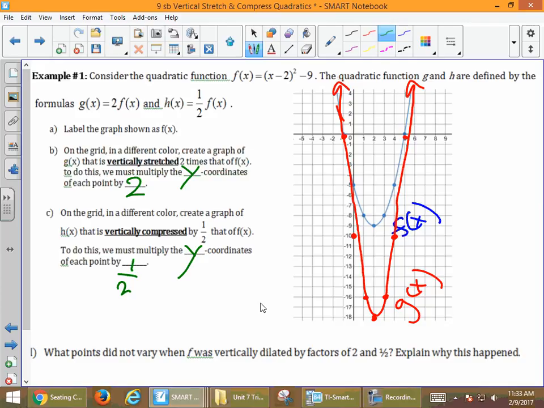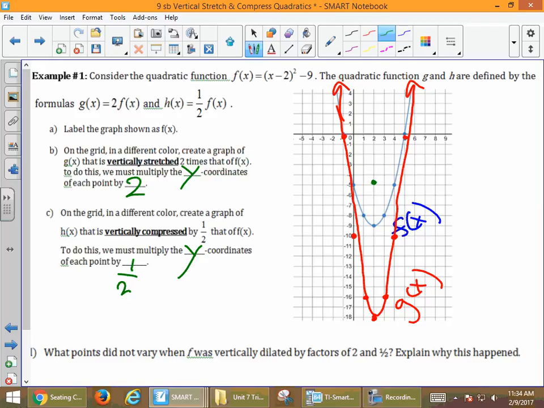So we're going to do the exact same thing we did with our vertical stretch. Instead of multiplying by 2, this is a compression, so we're going to multiply by 1/2. We can take our vertex, 2, -9, and multiply -9 by 1/2. So what's 1/2 of -9? Yeah, -4.5. So you can estimate where that is on the graph. And your x is going to stay the same, so it's still 2. So it's going to be 2, -4.5.